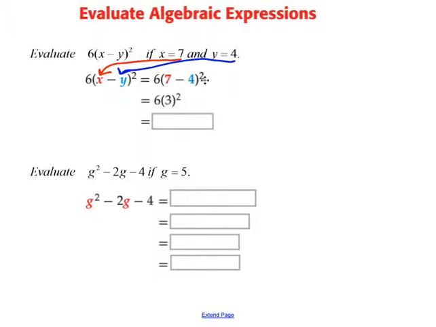Then we need to use the exponent. The exponent gets the next highest priority. So 3 to the second power, or 3 squared, is 9. So we have 6 times 9, which is 54.